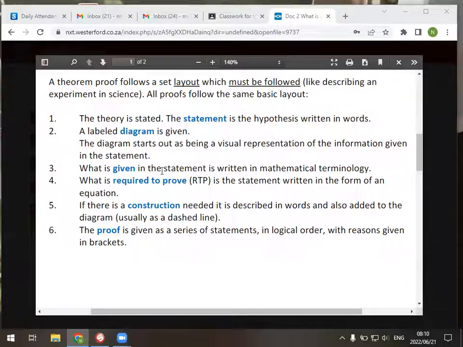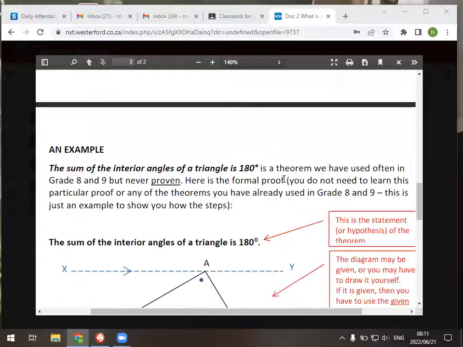So if you're thinking of Pythagoras, what would be given? Just a triangle. So that's the given statement. But what's required to prove? The sum of the two sides squared is equal to the other one. So that would be the required to prove thing.